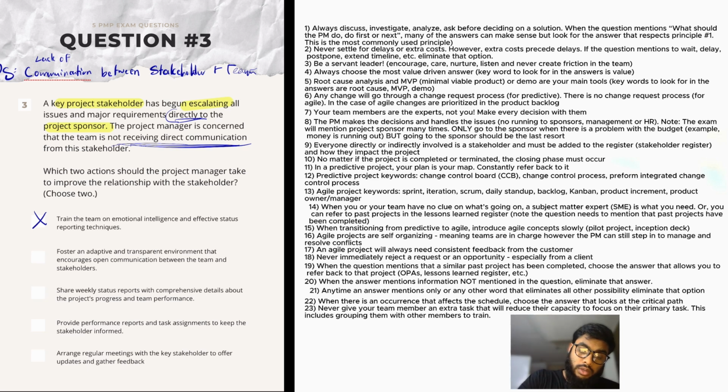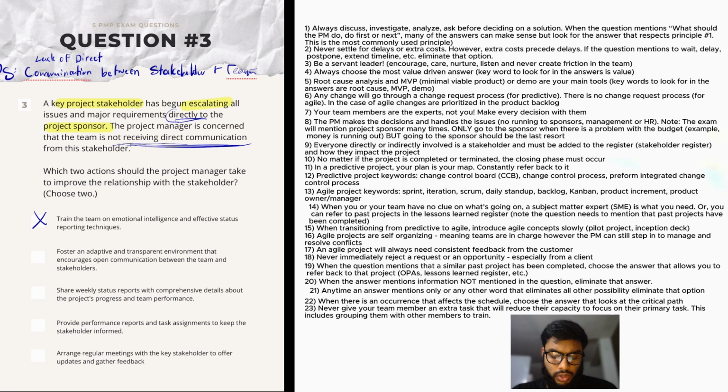Okay. Maybe I should add lack of direct communication. I think that's a little bit better. Between both of these people. Okay. Foster an adaptive and transparent environment that encourages open communication between the team and stakeholders. I love this. This is very beautiful. Foster, you are a servant leader. You're creating this environment for your team so you can ensure that communication. Very good. And yeah, it completely solves the problem. You're making this environment so that both of them can communicate effectively.